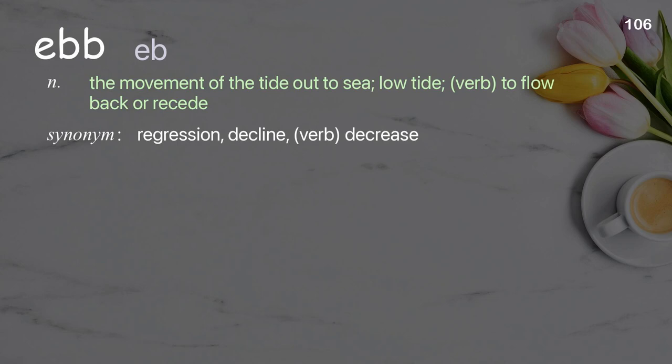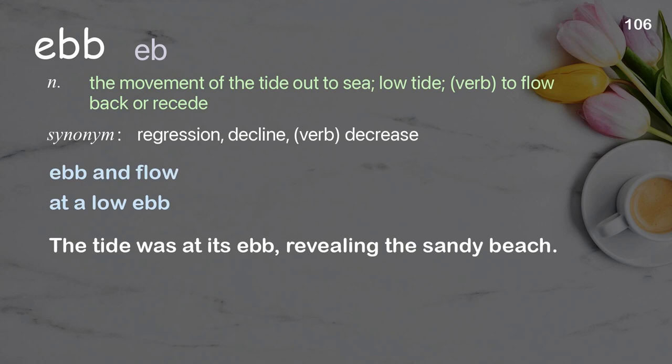Ebb. The movement of the tide out to sea, low tide. Verb: to flow back or recede. Examples: ebb and flow, at a low ebb. The tide was at its ebb, revealing the sandy beach.